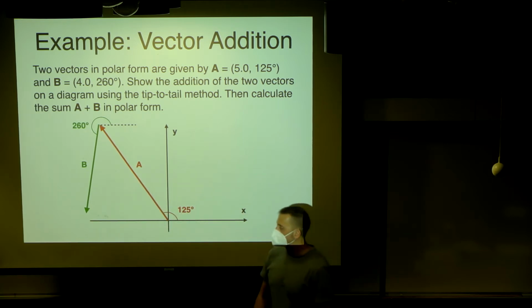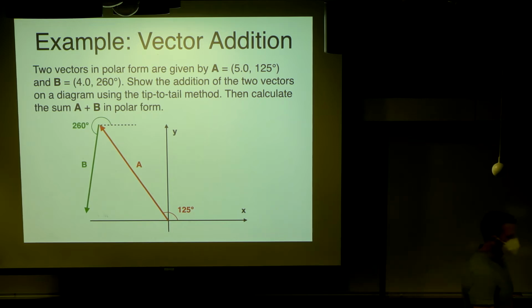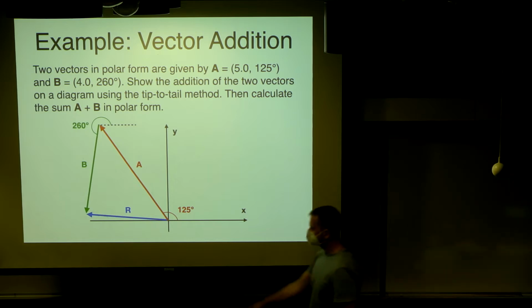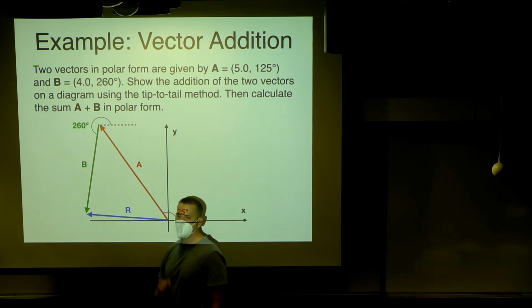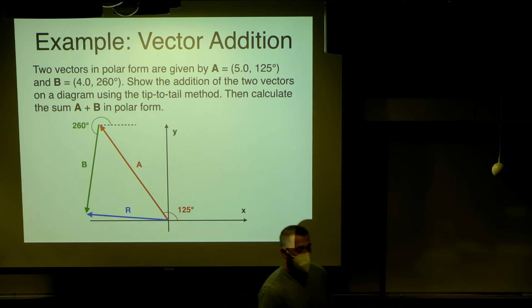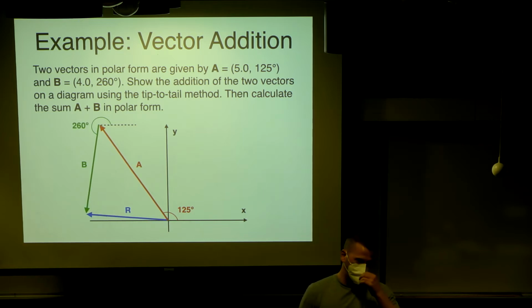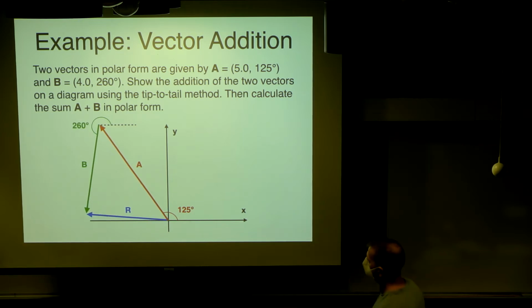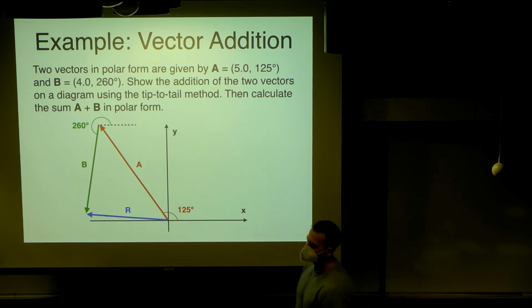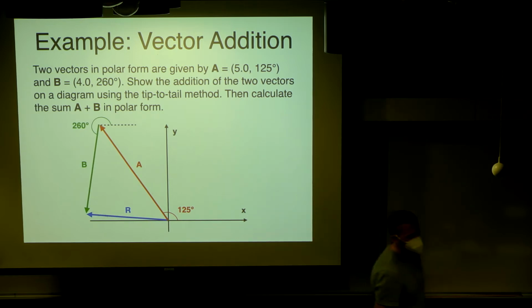Now, the resultant vector, which is the sum of A and B, is going to have to go like this. It goes from the start of A all the way to the end of B. And we could have done this with any number of vectors, of course. You can just keep chaining things together tip to tail if you have more than two vectors, but that's what it looks like with two. Okay? So that's how you get the picture.